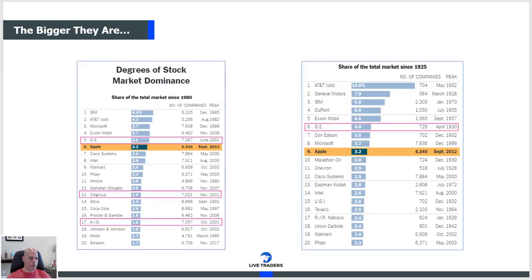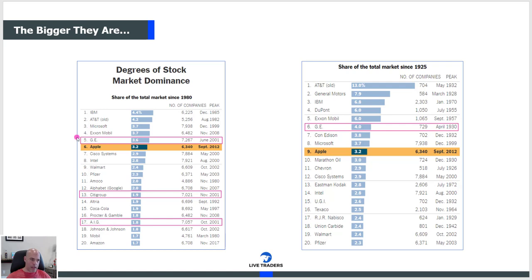And here's just to prove my point, okay? Degrees of stock market dominance, shares of the total market, the share of the total since 1980. Guys, look at GE. It ranked fifth all time in the last 40 years. In the last 40 years, GE ranked fifth in terms of total stock market dominance, share of the total market. It was 3.6% of the market. Yes, ahead of Apple, okay? Citigroup was 13th on the list. AIG was 17th on the list.